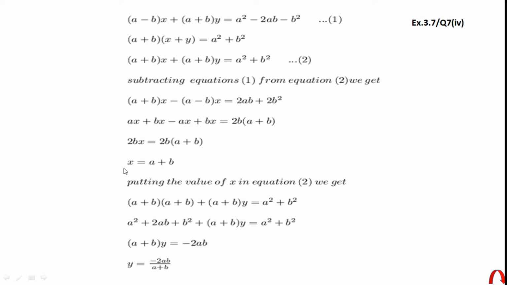Now since x is equal to a plus b, we can put that value in equation number 2. X is a plus b, so it becomes a plus b whole square. And when we do that, this gets cancelled. We are left with a plus b.